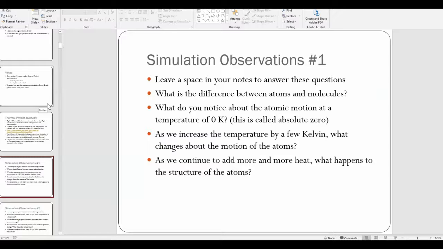As we increase the temperature by a few degrees Kelvin, what changes specifically about the motion of the atoms? And then finally, as we continue to add more and more heat, what happens to the structure of the atoms? And so I want you to have these questions, and I want you to try to answer them now, and then we'll talk about them momentarily.